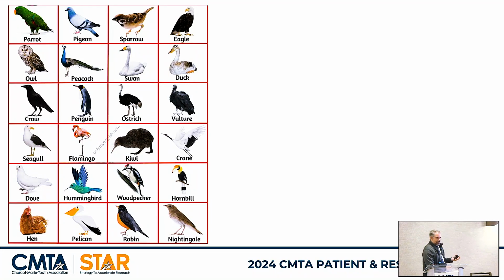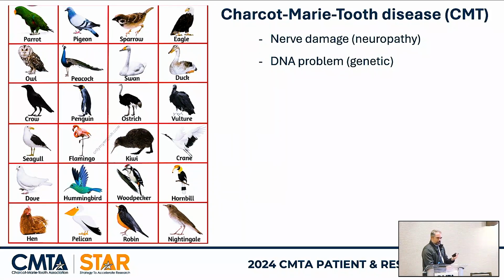And that's kind of how CMT is as well. We use certain features to name something CMT, but of course we're clumping together a bunch of different conditions that are very similar in certain aspects, but very different in others. For us to diagnose a patient with CMT, we have to determine that they have nerve damage or neuropathy, and we have to somehow prove that they have a genetic problem or a DNA problem. And that DNA problem is the cause of the nerve damage, right?